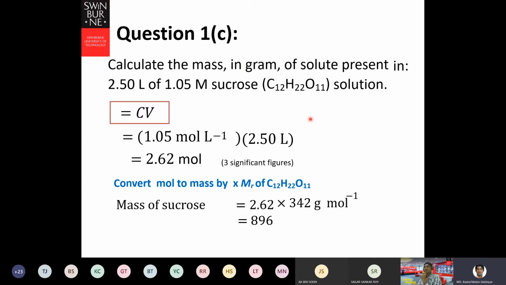Question number 1C: calculate the mass in gram of a solid present in 2.5 molar sucrose. So this is the sucrose that we eat as a sugar, table sugar. Sucrose is C12H22O11, unlike glucose and fructose. From here it says that I have 2.5 liters, like this bottle.